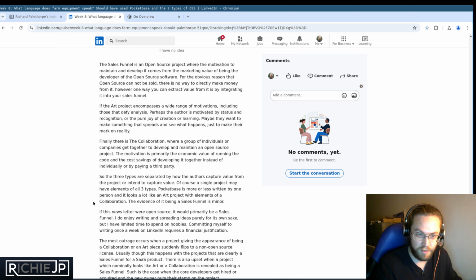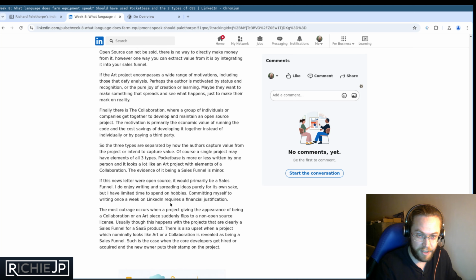Pocketbase is more or less written by one person and looks like an art project with elements of collaboration. I mean, that might actually be slightly unfair to say, but it kind of does look a bit like an art project from what the authors said, but then it is a very useful piece of software. The evidence of it being a sales funnel is very minor.